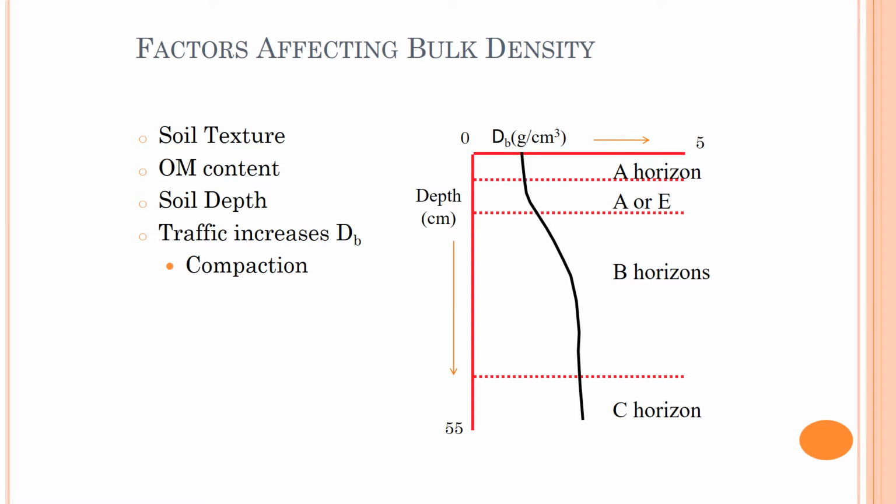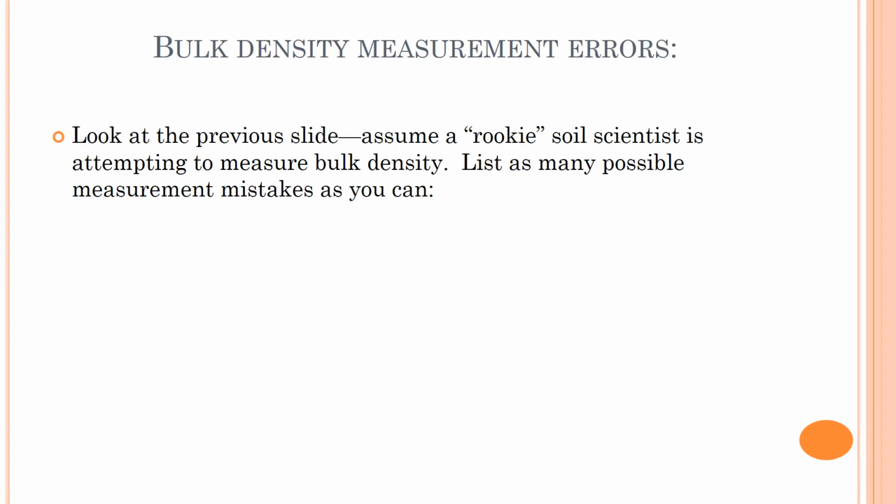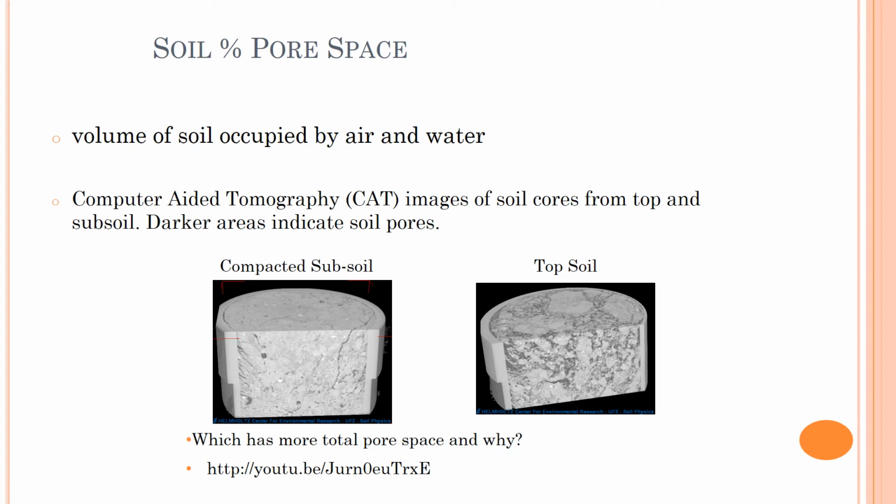Traffic increases bulk density. It causes compaction, which means that we're squishing more particles per unit of volume, and that increases bulk density. We have very few pore spaces. However, in the topsoil, which tends to have a lot more organic matter and a greater, stronger development of pore spaces because of smaller structural units, we have a ton of pore space, comparatively speaking.